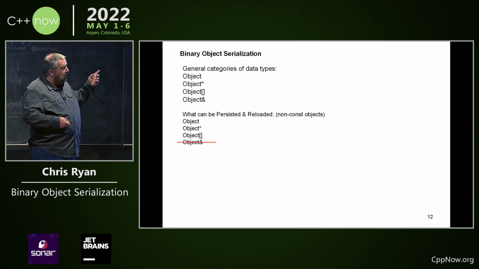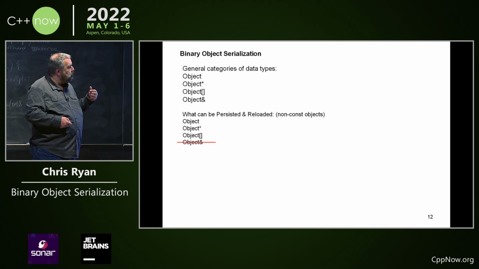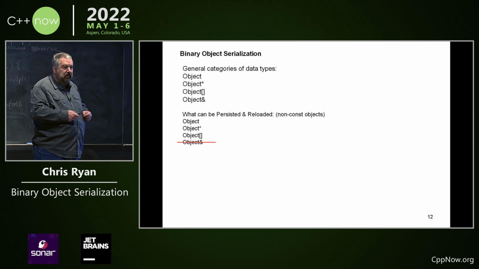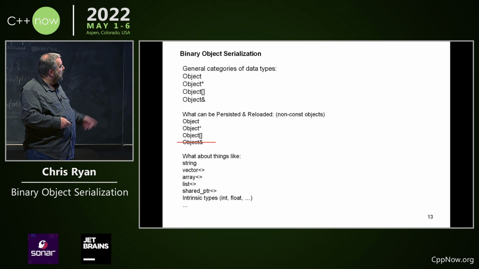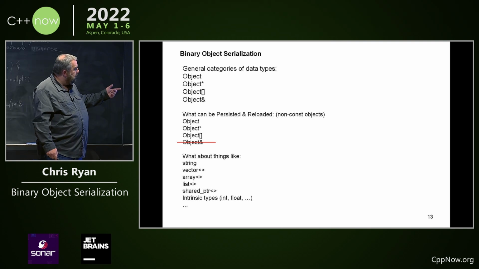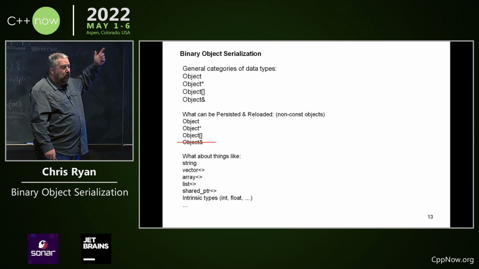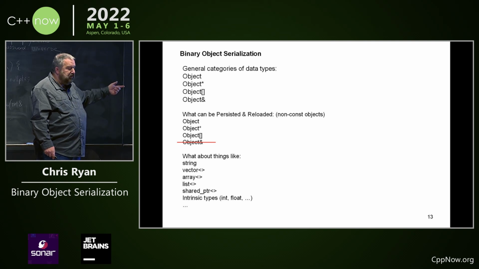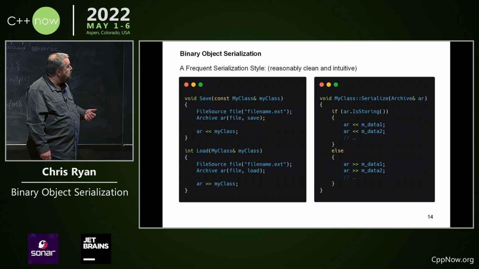Also, you can serialize stuff out, but if it's const, you're not going to be able to read it back in. So I just leave that as a dangling modifier of non-const data, non-reference. And other things like strings, vectors, arrays, lists, shared pointers, other intrinsic types, those are all objects. Even if it's a shared pointer, it acts like a pointer, it's an object. So you can treat it like another object.